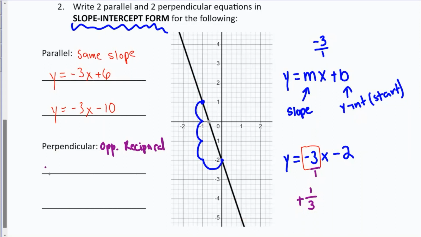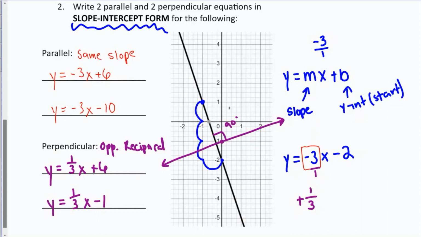So for example, I can have y equals 1 over 3x plus 6. That line is perpendicular. Or I can have y equals 1 over 3x minus 1, for example. Now, let's say we wanted to see what this looked like. If I wanted to graph this, let's say, for example, this one. I'm going to start at negative 1, and I'm going to go up 1 over 1, 2, and 3. And if I were to graph this, I would notice that these two lines would intersect at a 90-degree angle. And that's how I know they're perpendicular.